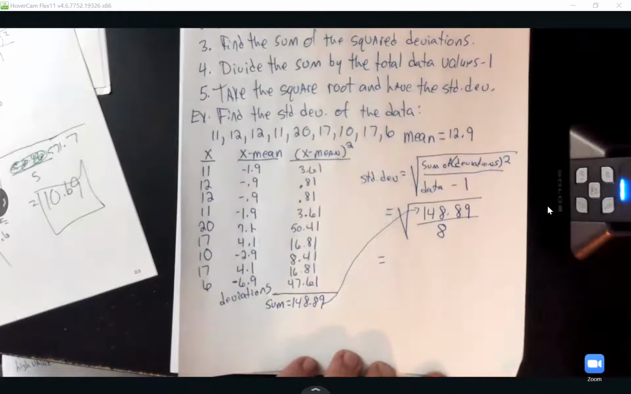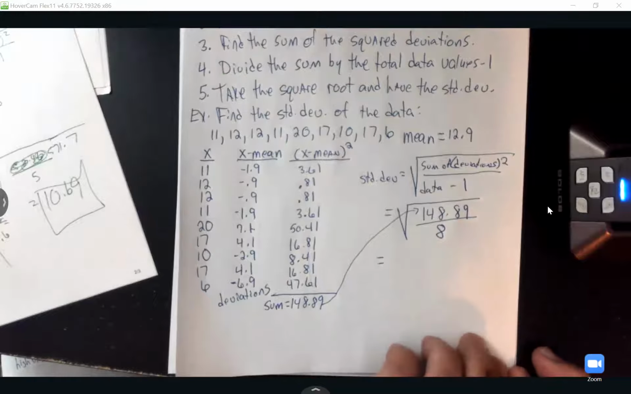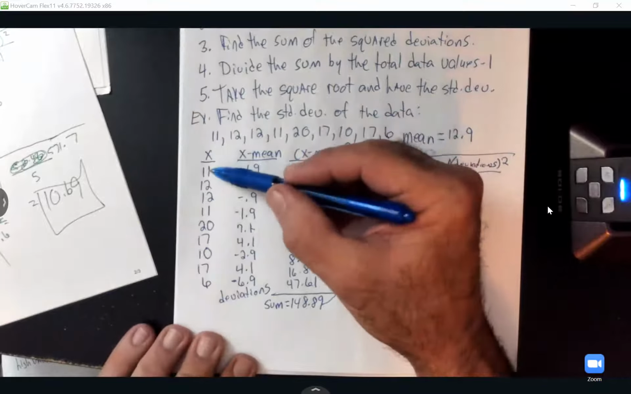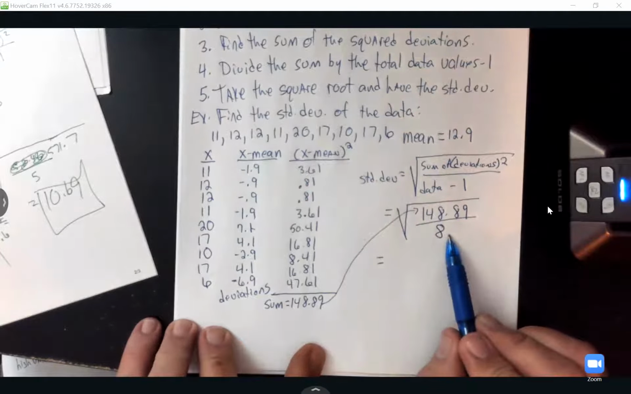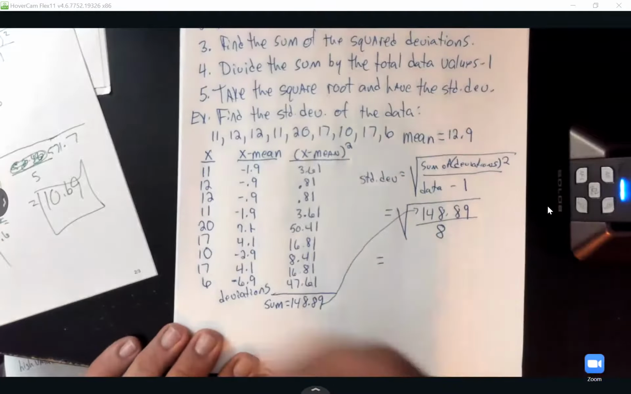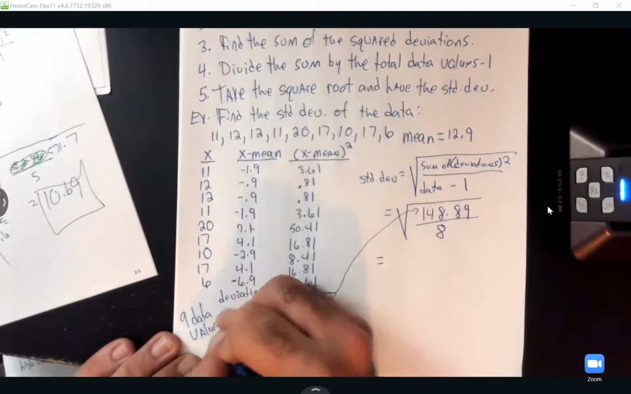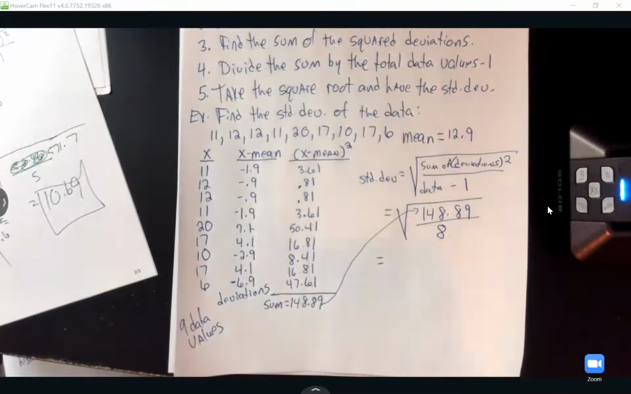I got a question. Yeah, I hear you. Did you get that 8 from subtracting the number of the x's minus 1? That's what I did. I just came over here and said, okay, I got 1, 2, 3, 4, 5, 6, 7, 8, 9 of them. Subtracted 1 and got my 8. So we had 9 data values. It doesn't matter what the numbers are, it just matters how many of those numbers you have, okay?